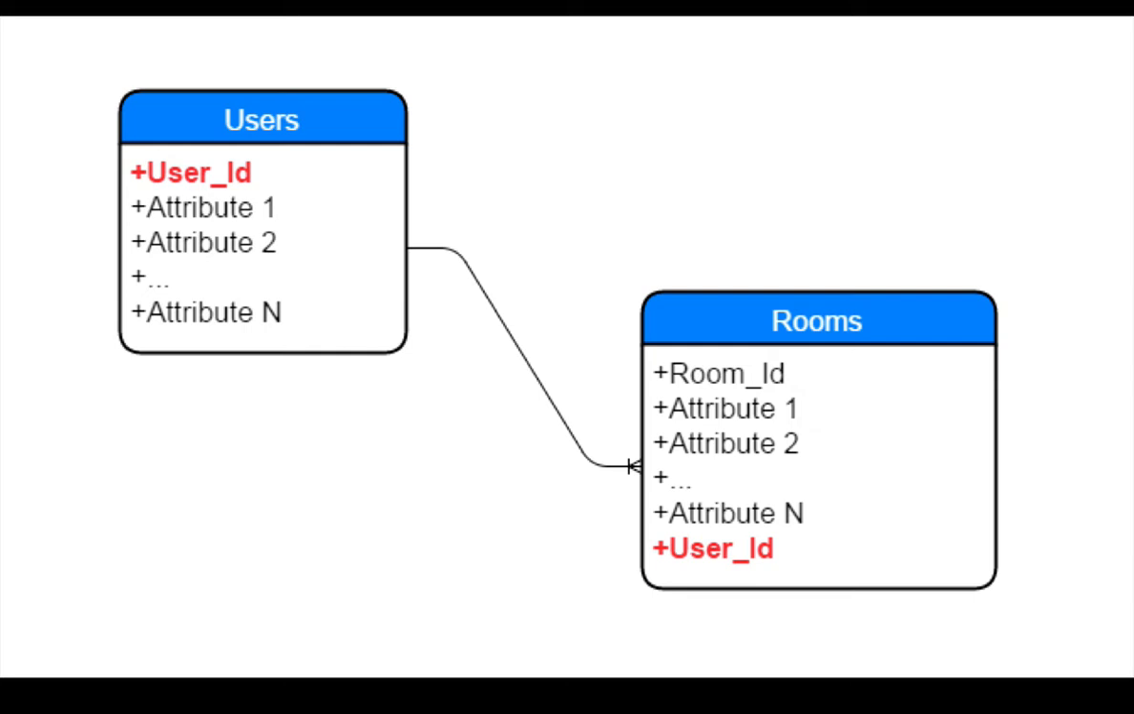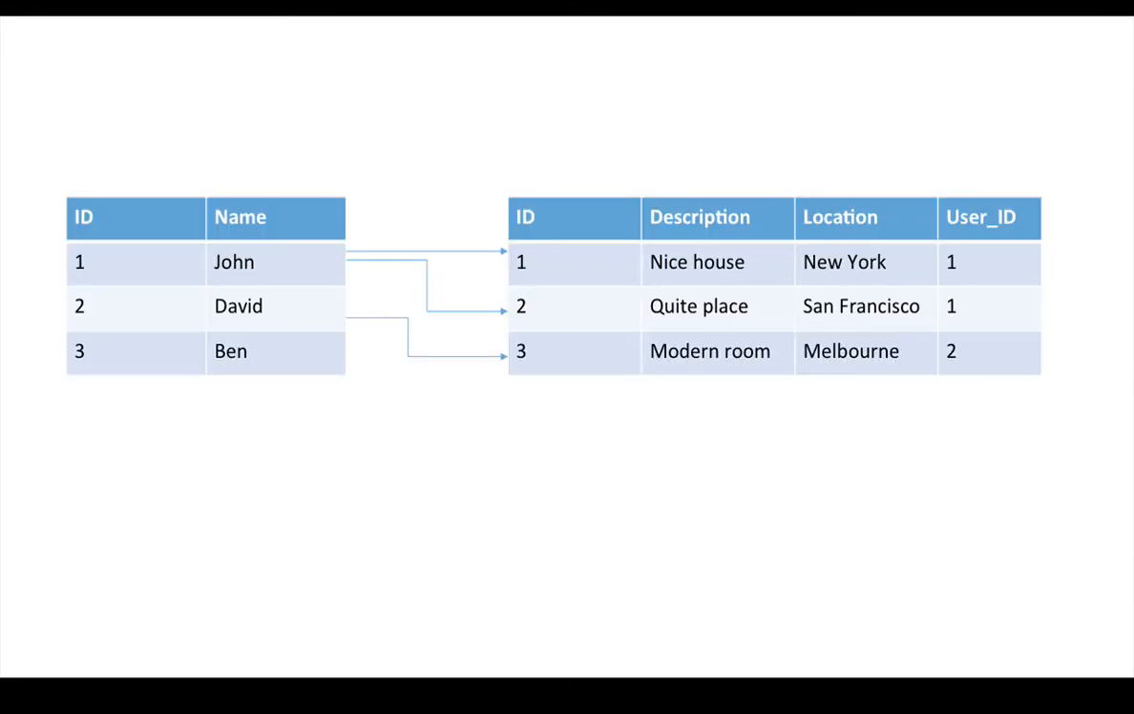Now, if you're not familiar with this concept, let's think about it this way. For example, we have three users here. So I've got John, David, and Ben. Now here is a rooms table. John has two rooms, one in New York and the other one in San Francisco. David has only one room in Melbourne, while Ben has no room at all.